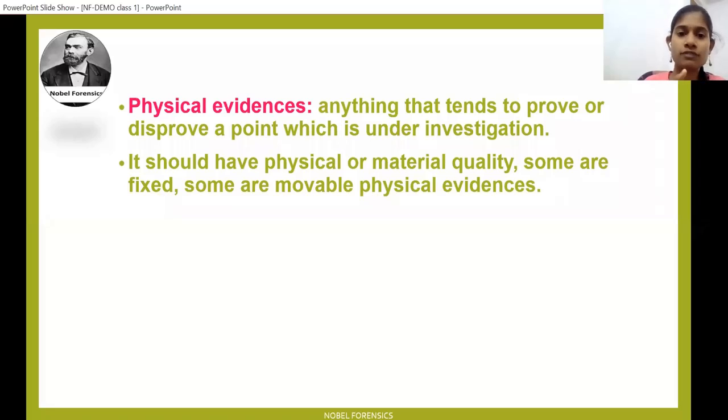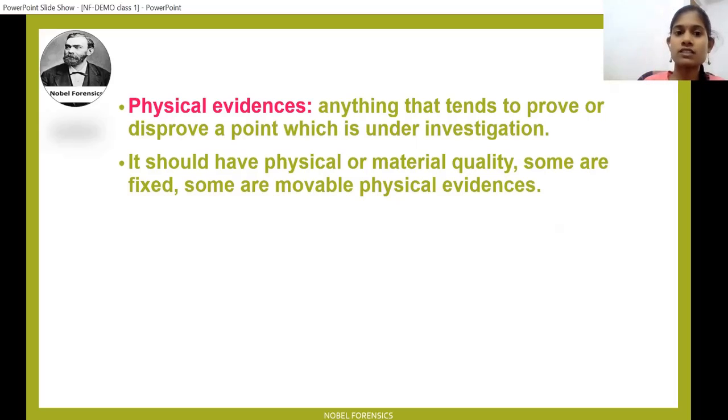And coming to the different types of physical evidences in the crime scene, there are fixed evidences and movable evidences. For example, most of the evidences come under movable evidences, like hairs, fibers, glass pieces. We can easily move them, means we can easily collect and pack them in the crime scene.